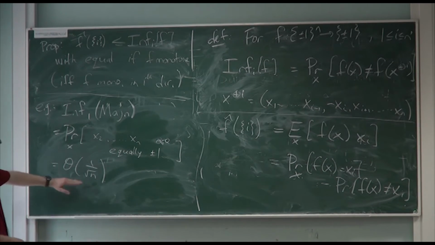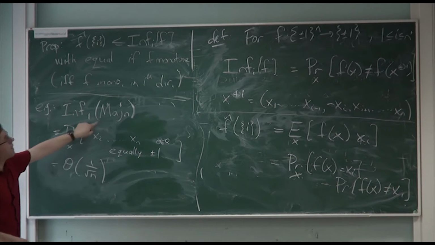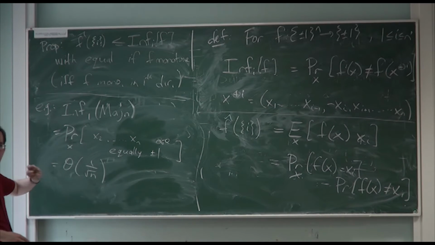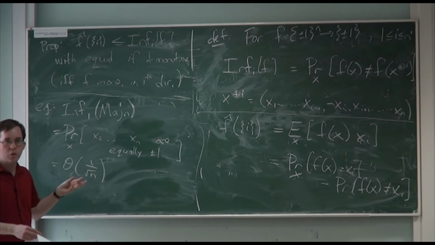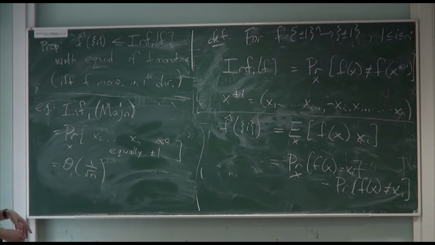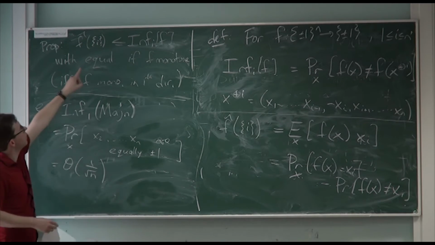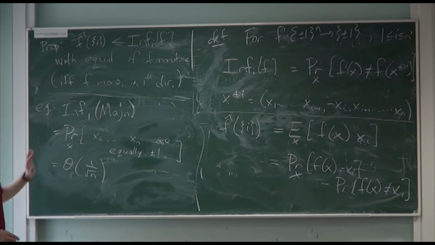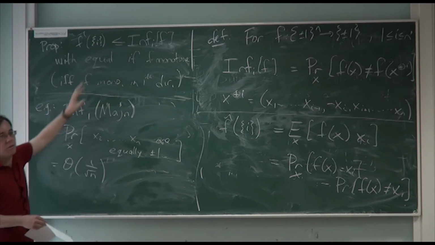And actually, this is nice because majority is an example of a monotone function. Monotone means that if you change some of the input bits from false to true, it can only change the outcome from false to true. So majority has that property. And that means actually this influence is equal to the degree 1 Fourier coefficient. So there we equally well computed this quantity for majority.